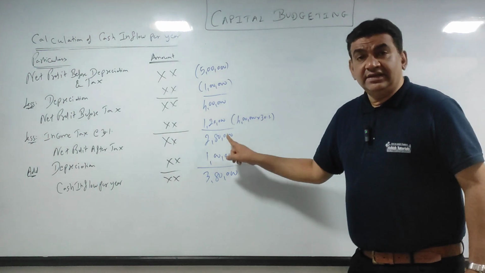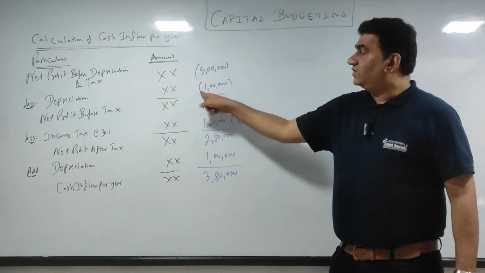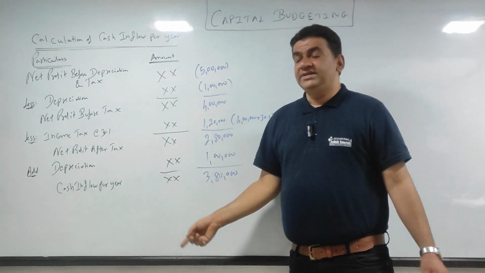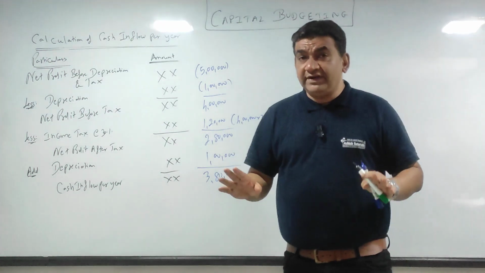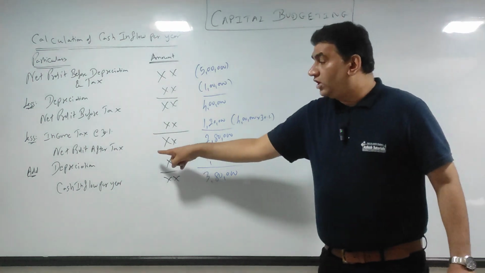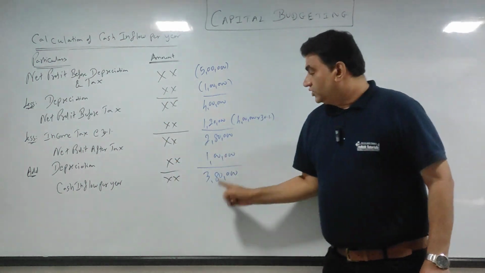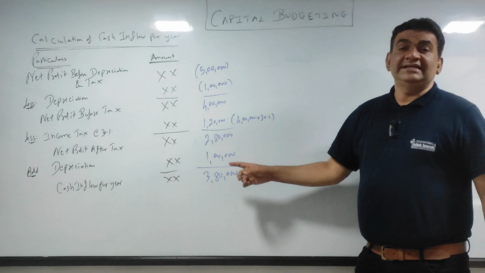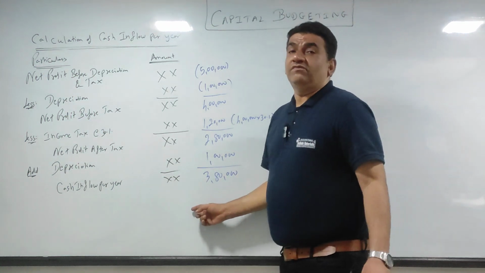Difference is why? 1 lakh का difference. Why? Because of the amount of depreciation. So 280 is my actual profit, but it is not my cash profit. I add back the non-cash expense, which is depre. So after adding what I get, that is my cash inflow per year.